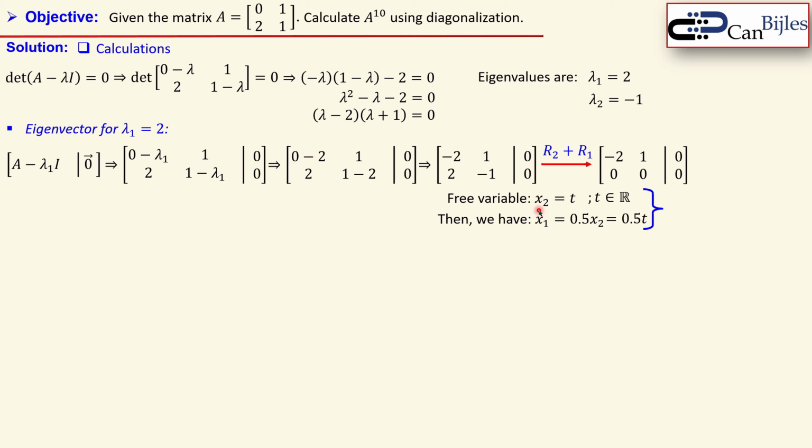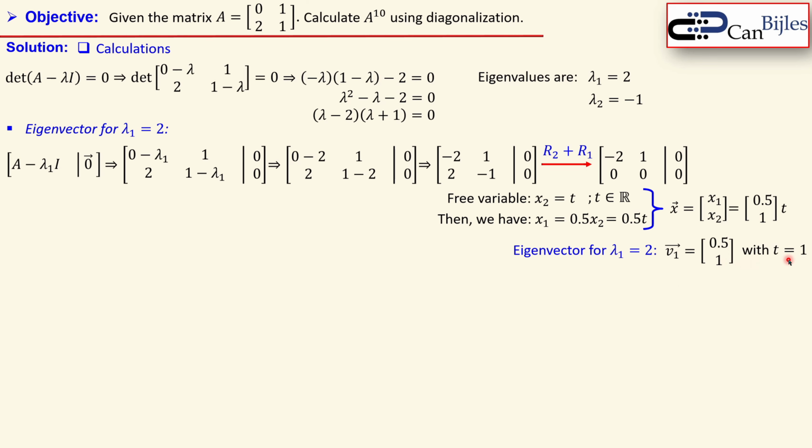Now taking these together, you can make a new vector, with x1 and x2, which is 0.5 t and t. You take t out, and you will have 0.5 and 1. Okay, now we can set up our eigenvector. In this case, t can be anything except 0 for our real value. So let's take, for example, 1, and then our eigenvector for this lambda 1 is 0.5 and 1.